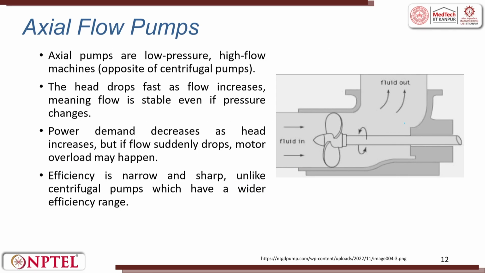The schematic figure shows the working of the axial flow pump. The axial pumps are low pressure, high flow machines, opposite to centrifugal pump. Centrifugal pump, what we have is when there is a high pressure, the flow rate is decreased, right. So, here low pressure, high flow machines, opposite to centrifugal is the working style of axial flow pumps.